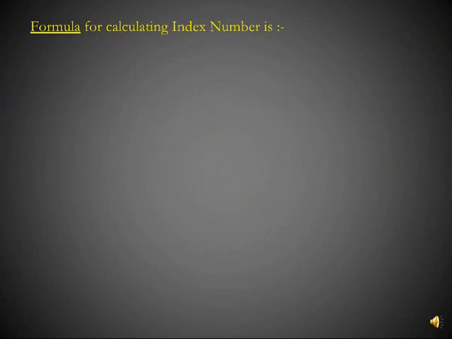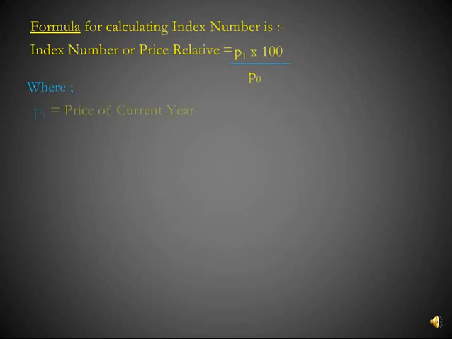Now, what is the formula for calculating index number? Its formula is: index number, or you can also say price relative, is equal to P1 into 100 divided by P0. Where P1 means price of current year and P0 is price of base year. Let's do a question to understand the concept.